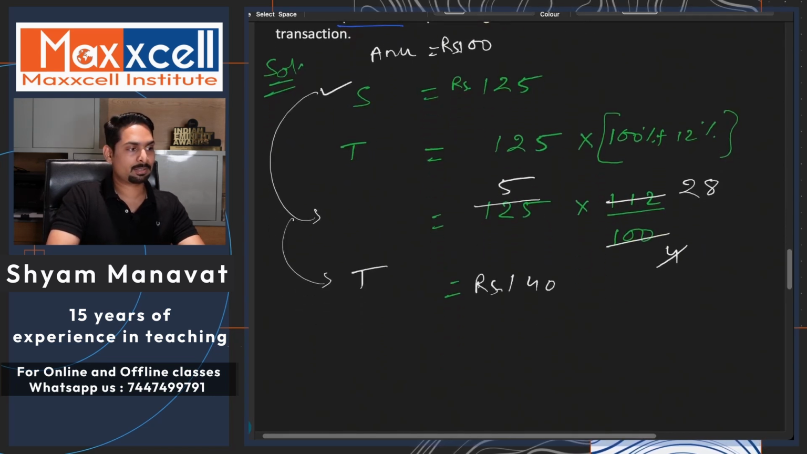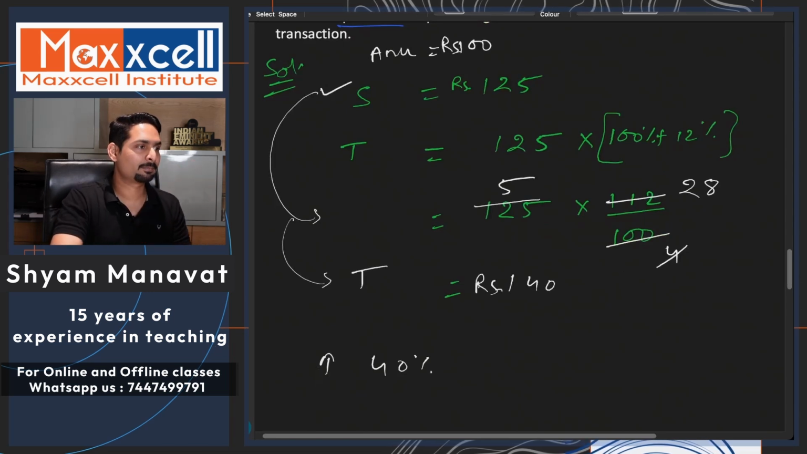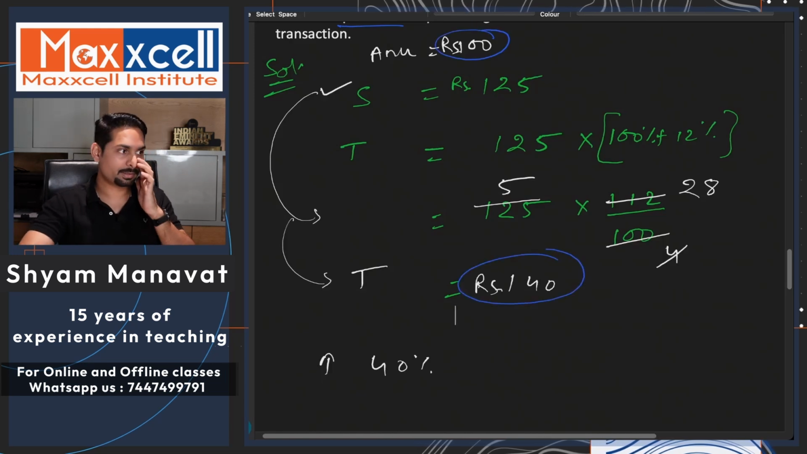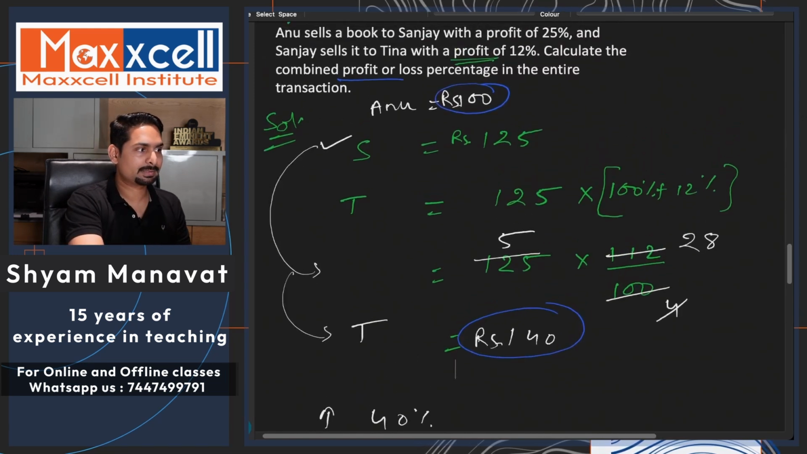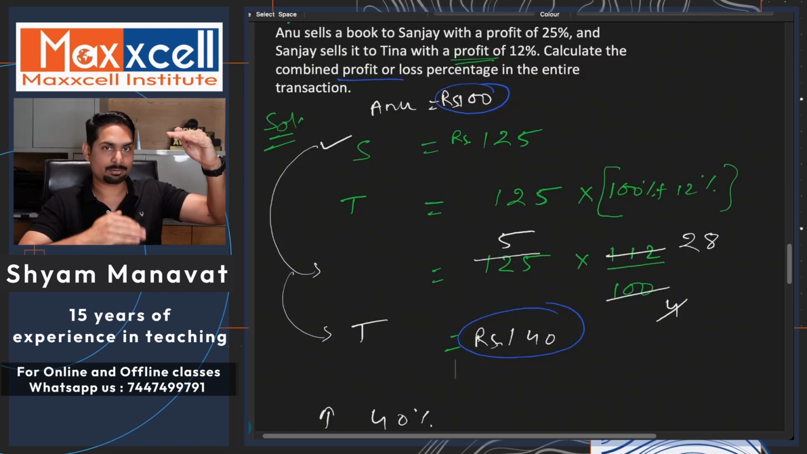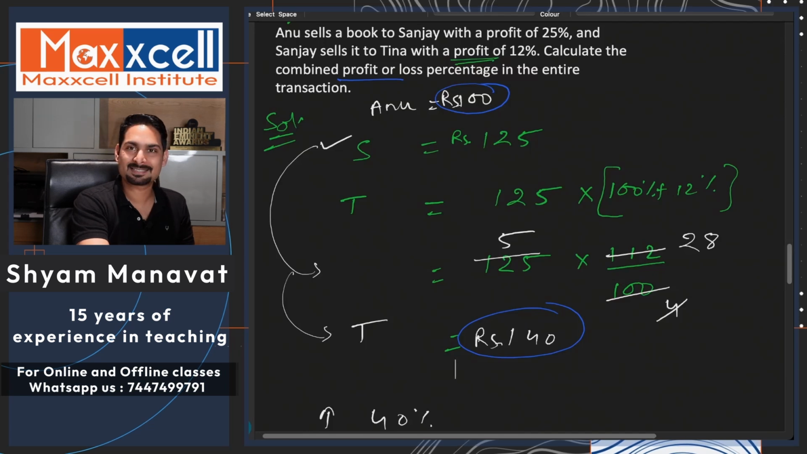So there is a 40% increase because it is increasing from 100 to this. That's in the entire transaction. So from the beginning, the base value, the initial value, to the last, what's the entire increase, right?